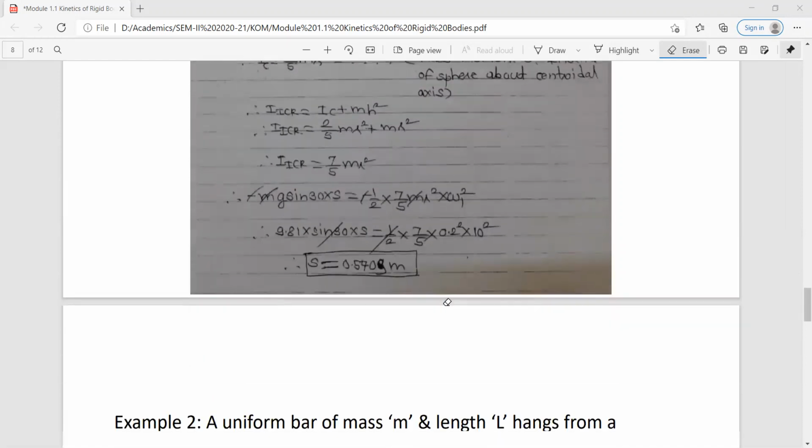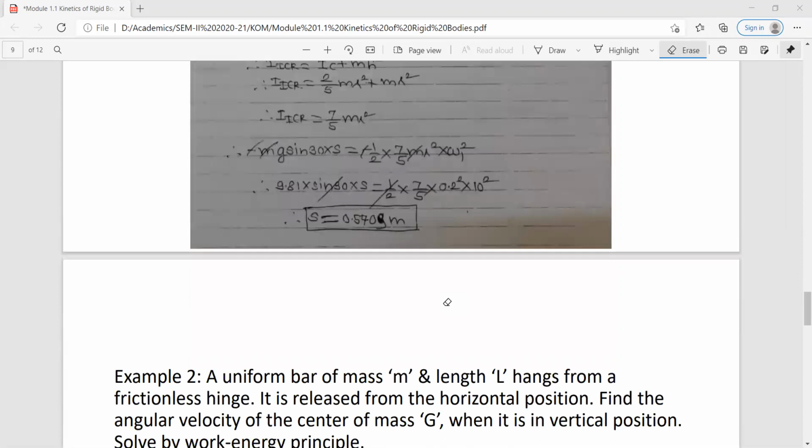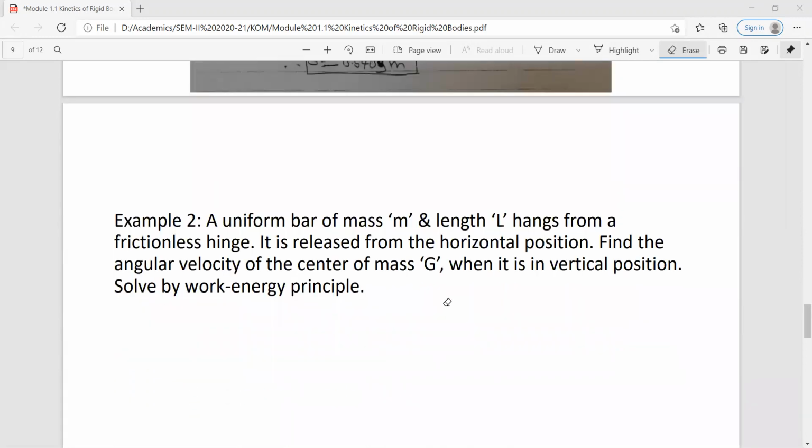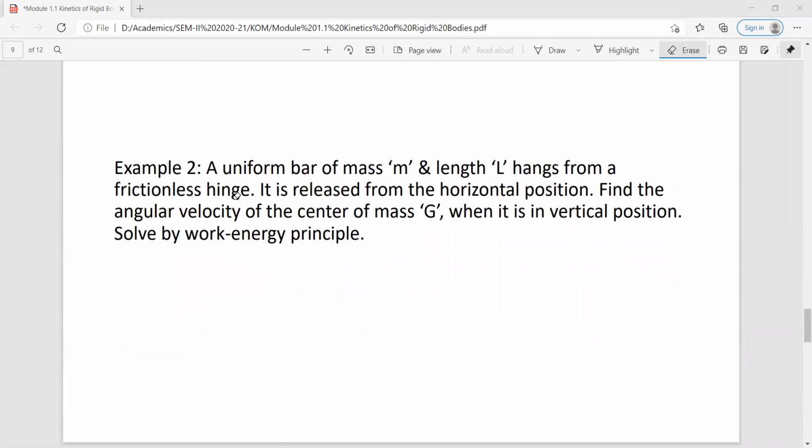Okay, next we will see again the same problem. Not same. First you try to imagine the situation and make a drawing of how it is. Okay, and then think how you can solve it with the help of your work energy principle. Okay, first you read the problem and note down.